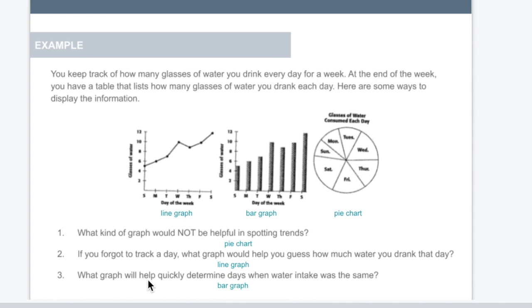And then which graph will help quickly determine the days when water intake was the same? It would be the bar graph, and in that instance, the bars would be at the same height. So this individual never drank the same amount of glasses. Oh wait, yeah, they did. They did on Wednesday and Friday, because they have the same height bar.